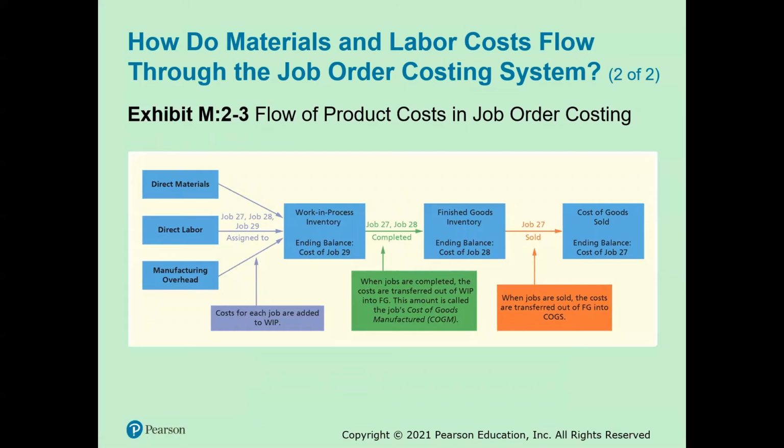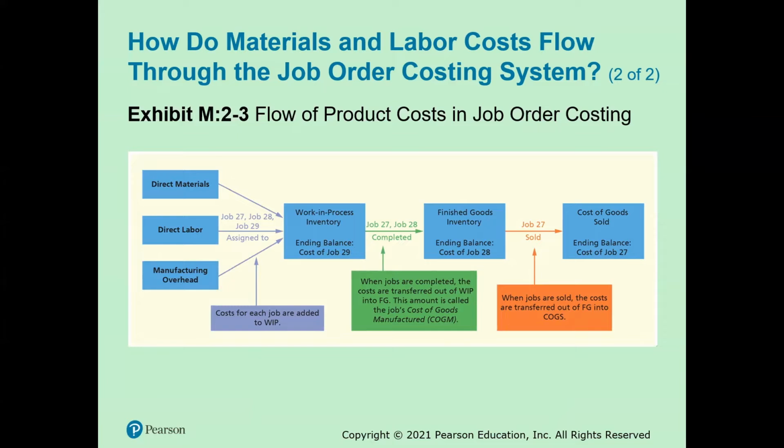In a job order costing system, companies must accumulate costs and then assign costs to each job. Costs are accumulated when the company purchases raw materials, incurs direct labor, and incurs manufacturing overhead. The company starts the job cost record when work begins on the job.